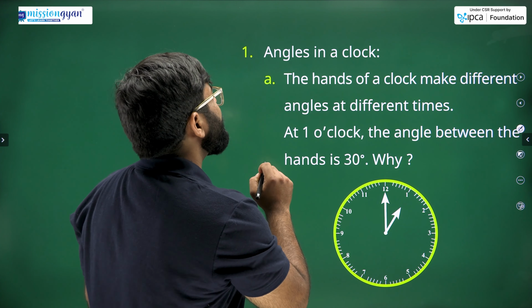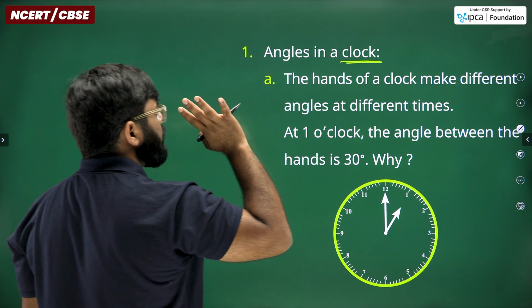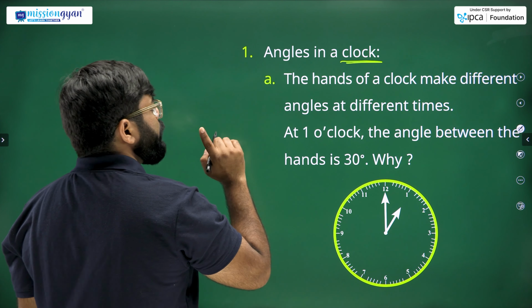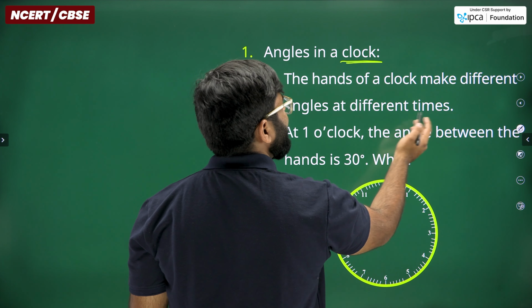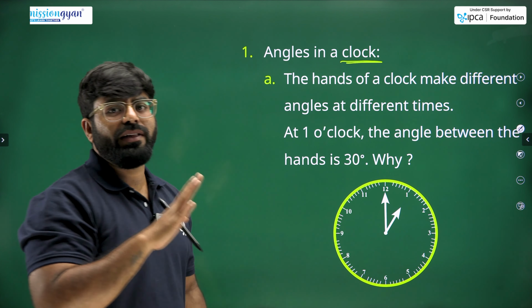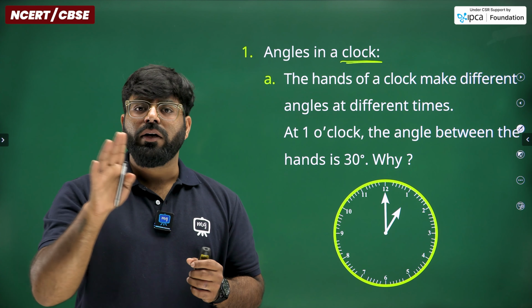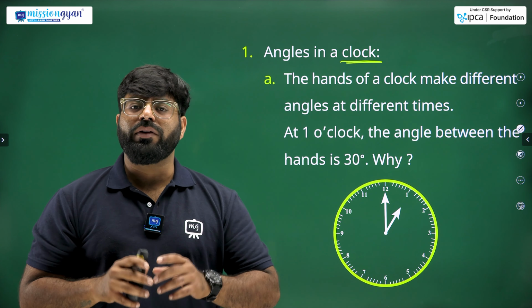The first question on the screen is related to the clock. So you have to check the angles in a clock. The first part is saying the hands of a clock make different angles at different times. You know that the clock runs the whole day, and two hands are continuously moving the whole day. That means we can say that each time they are making some or the other angles.